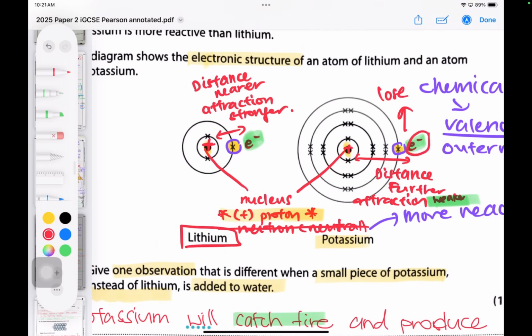lose this valence electron. Like long distance relationships don't last, isn't it? I mean, I went through one myself, and it lasted. He became my husband.